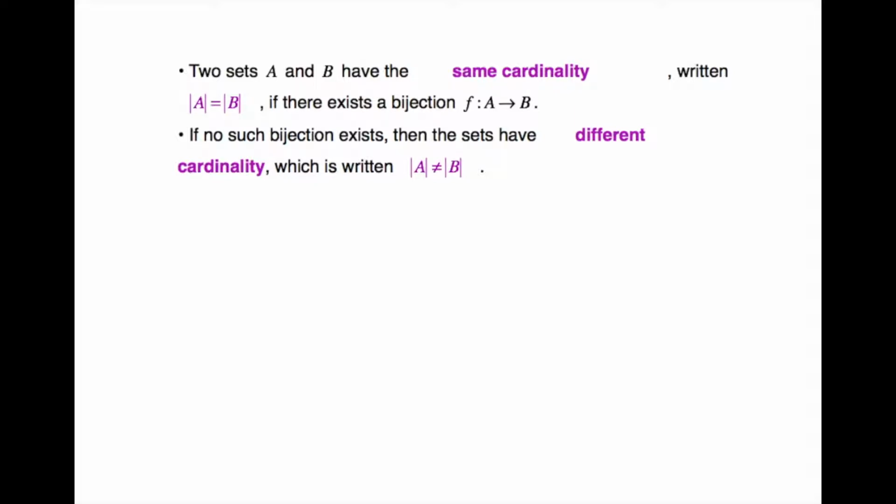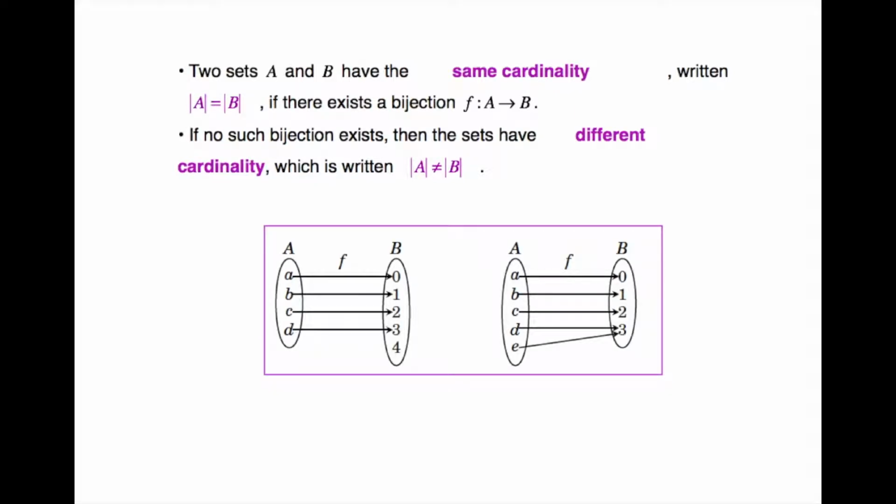So let's have a look at two examples of how sets may have different cardinality. In the first example, B has more elements than A, and we see that when we pair A with 0, B with 1, C with 2, and D with 3, the element 4 in B is left over and cannot be paired. In the second example, there are more elements in A, and if we try to pair every element of A with an element of B, we end up with the element 3 in B having 2 pairs. So this is not a bijection.